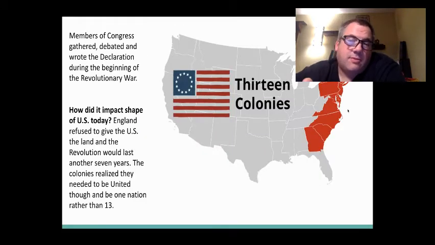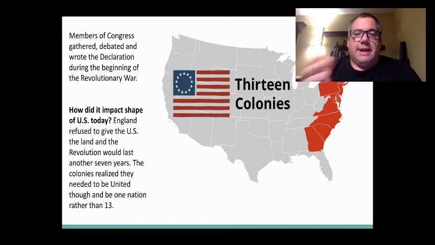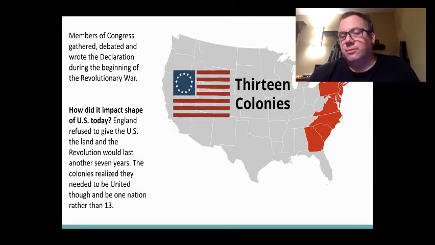It starts with the 13 colonies. And if you follow along with your paper, you can see all the who, what, when, where, why. And let's talk about the how here. England was told by the colonies, we don't want to be part of England anymore. And England said, well, too bad. You are staying with England.